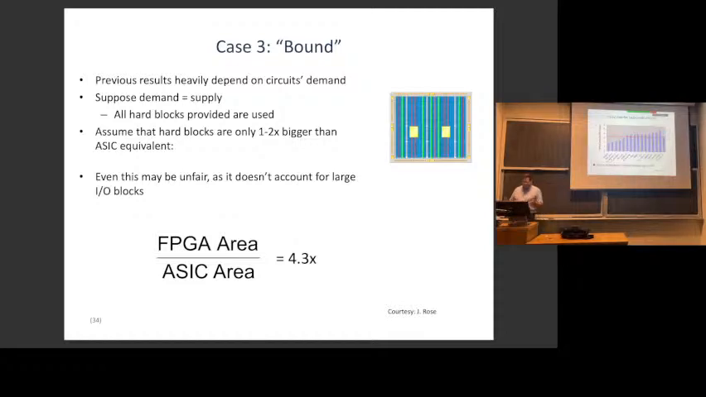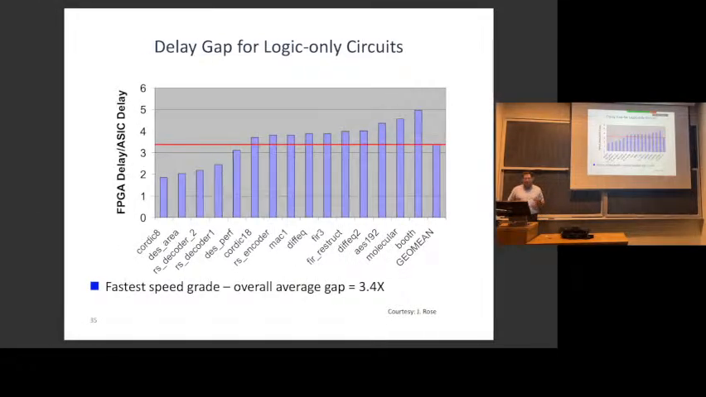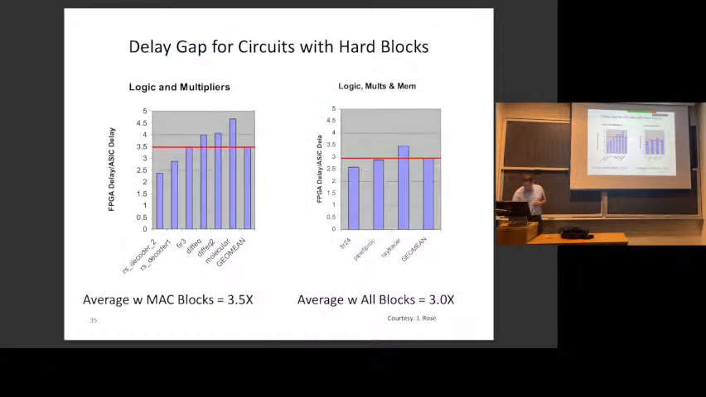What about the delay gap? So the delay gap doesn't vary as much. If they take designs that are all logic, there's a significant gap. The ASIC can run 3 times faster. When they put in hard blocks, it doesn't change much. Okay, so the delay gap is 3.5x for things that have logic and multipliers, and 3x for things that have logic, multipliers, and RAM. Now again, these are kind of the only circuits that are, modern circuits have all these things typically.